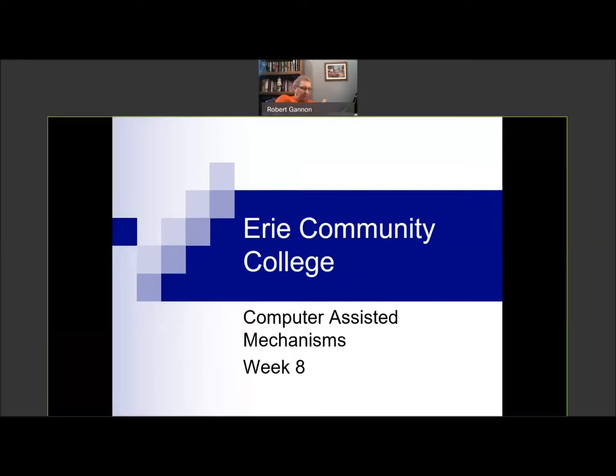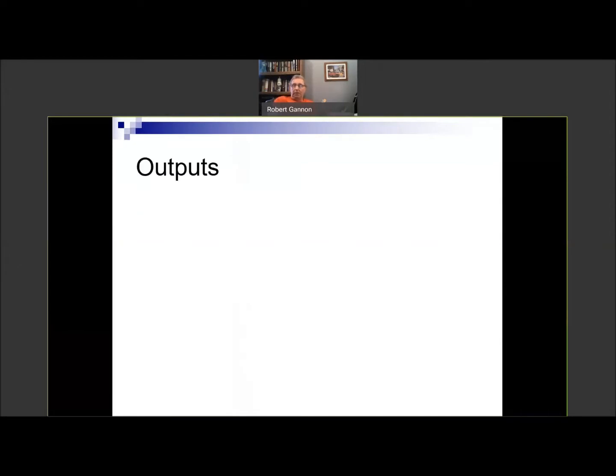So what are we going to talk about? I don't know if week 8 is even accurate. I'd have to count. It would have been had things gone normal. But we spent most of the semester so far talking about inputs and processing inside the computer. So now it's time to move on to outputs. And so what do we have for outputs?